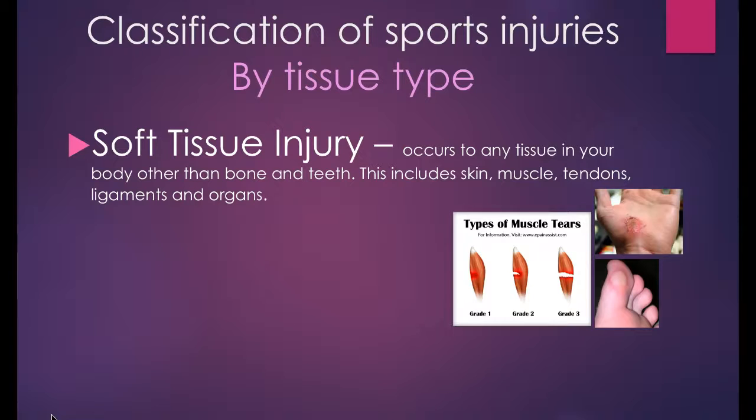Another way that we can classify sports injuries is by the tissue type. A soft tissue injury occurs to any tissue in your body other than bone and teeth. So for example, skin, muscle, tendons, ligaments and even organs. There are a couple of examples. We can see muscle tears, and we've got a grade 1, 2 and 3 type of tear there. We've also got a blister, and we've also got an abrasion on the hand. I'll give you a short bit of time just to try and write down some other examples of soft tissue injuries that you may know of.